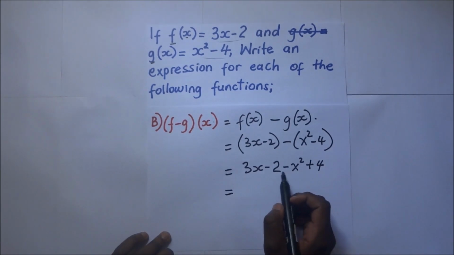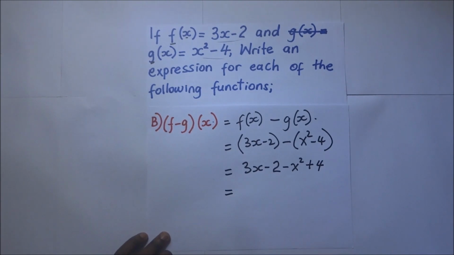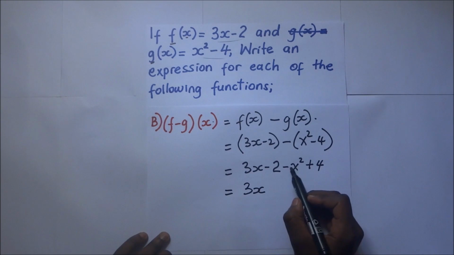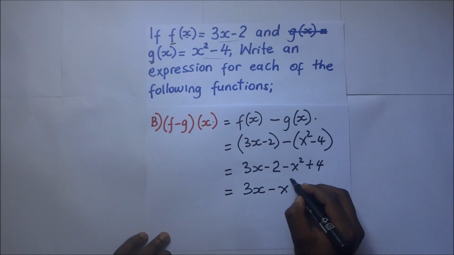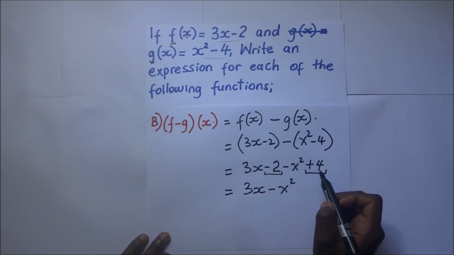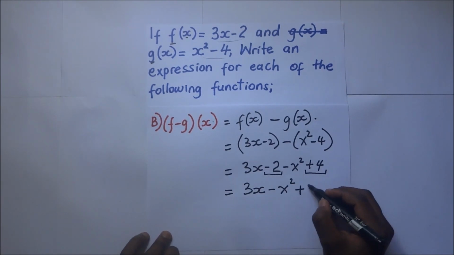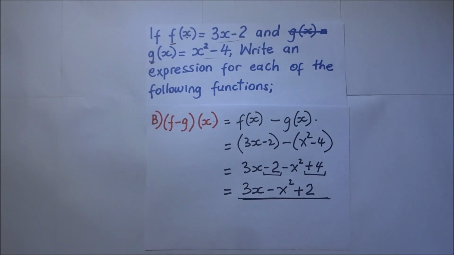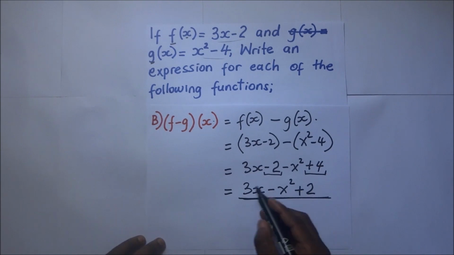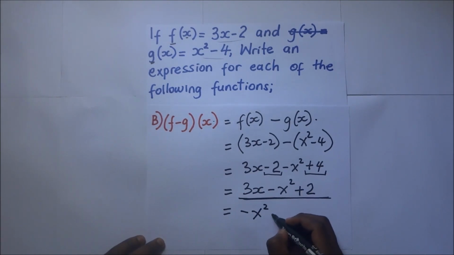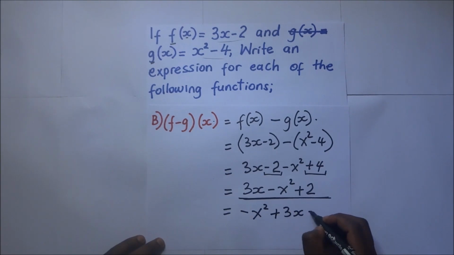That's going to become, of course, we collect like terms. This is going to become 3x, that is minus x squared. Then we have negative 2 here and positive 4. Negative 2 plus 4 is going to give us positive 2. So that gives us the answer. Or if I may rearrange this in the form of a quadratic, it turns out to be negative x squared plus 3x plus 2.